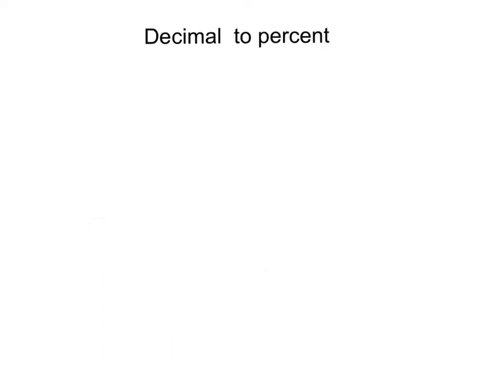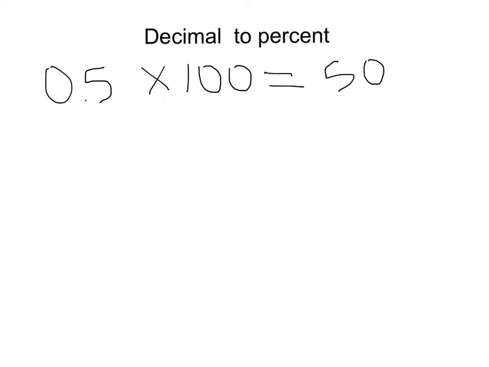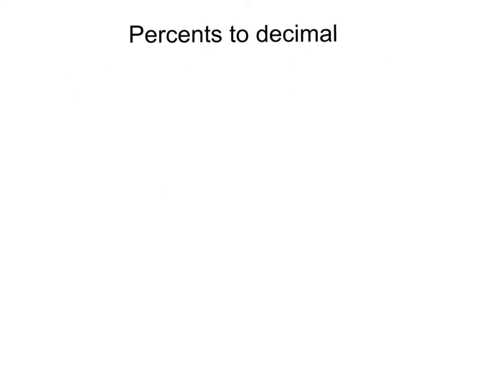This is how to convert a decimal to a percent. First, say we have a decimal like 0.5. You want to multiply the decimal by 100, and your answer would be 50. Since it's a percent, this is called a percent sign, so you want to add that to this number as well. And that's your answer.